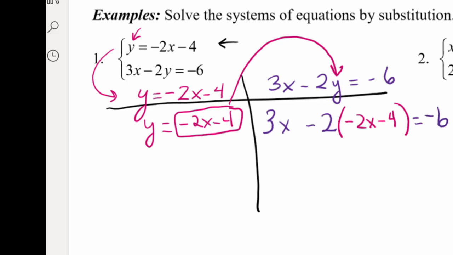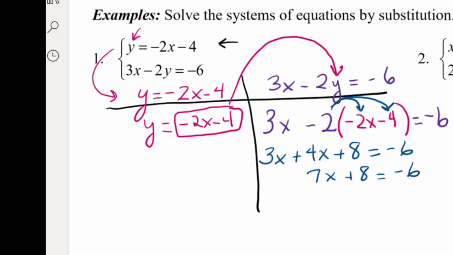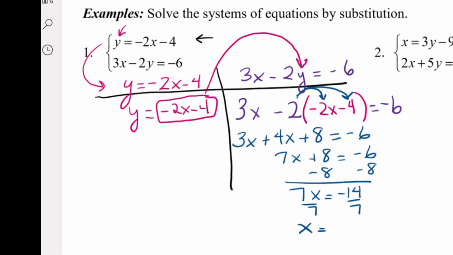So now notice what's happened here on the right-hand side. You have an equation now that is entirely in x, so that means you can solve. The first step is to distribute this negative 2. So we get 3x plus 4x plus 8. Pay special attention to those signs. And then we're going to combine like terms. See what we're doing there. And now we're going to isolate x, so we'll subtract 8. We get 7x equals negative 14, and then divide by 7, and we get that x equals negative 2.